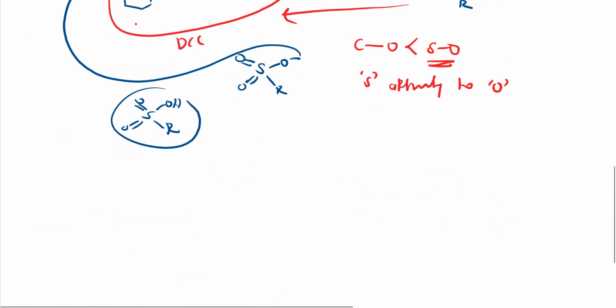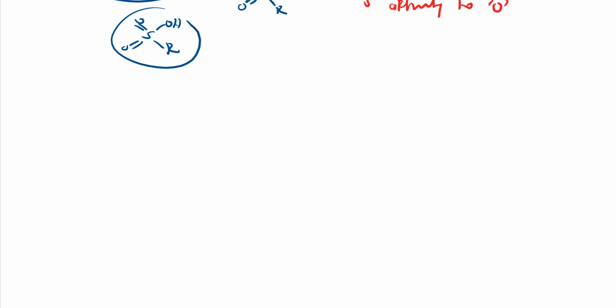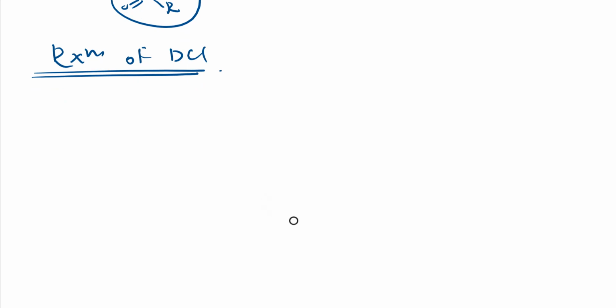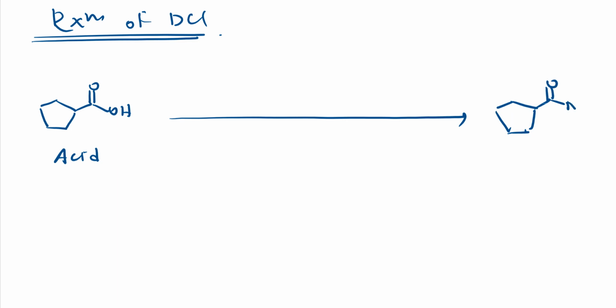Let us see one of the chemical reactions. We studied the synthesis; now let us see the reactions of DCC. It is very simple. I will take this one. What is this? This is my acid, a carboxylic acid. If I want to convert this acid into an amide, see this one. Amide means, I hope you know, CONH2, like this.